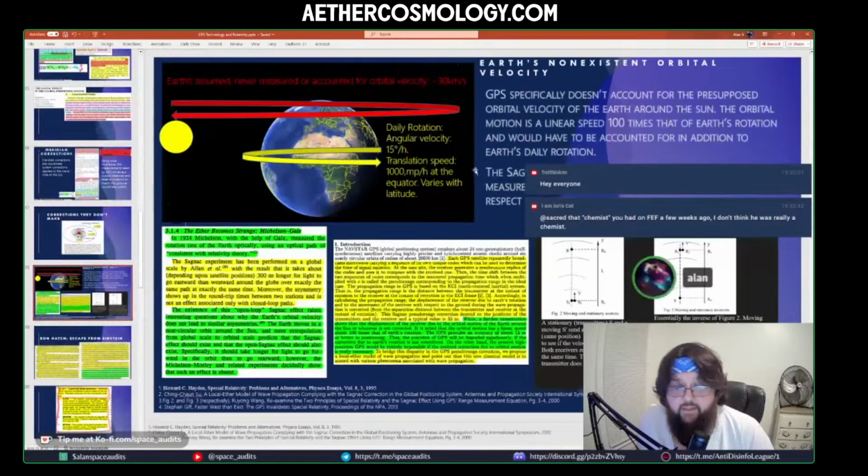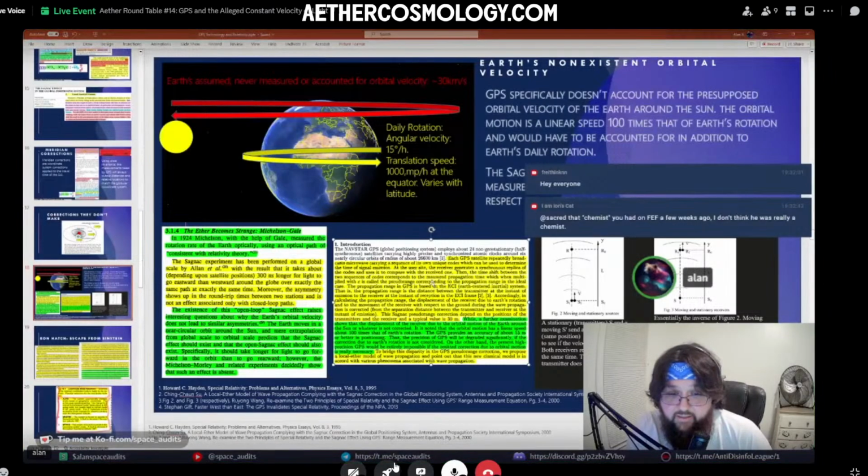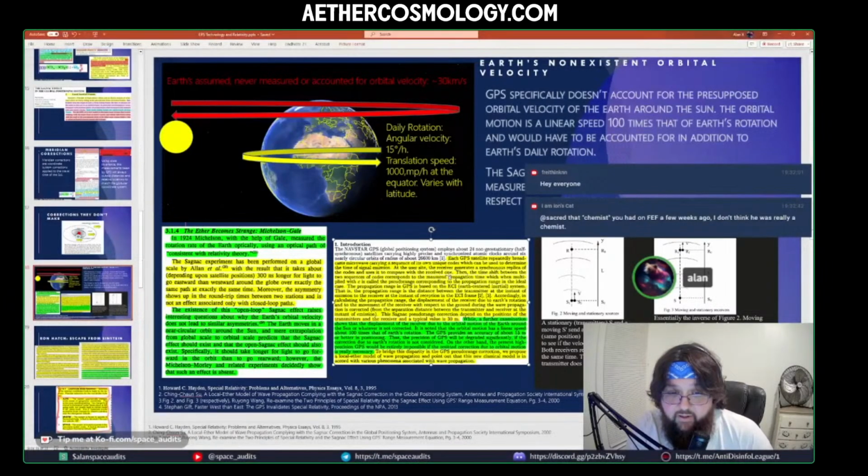So a lot of people have pointed this out through their careers in GPS. Basically, I came across this paper here, and what they were referencing was saying, "Hey, we make all these corrections for the velocity of the craft and all this stuff, and supposed Earth rotation, but why don't we have to correct for the velocity of the Earth around the sun? It's 1,000 times greater than Earth rotation, and yet this velocity is never corrected for."